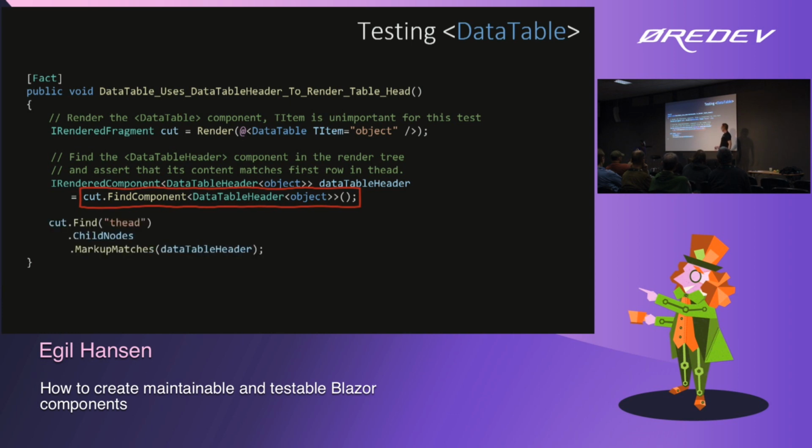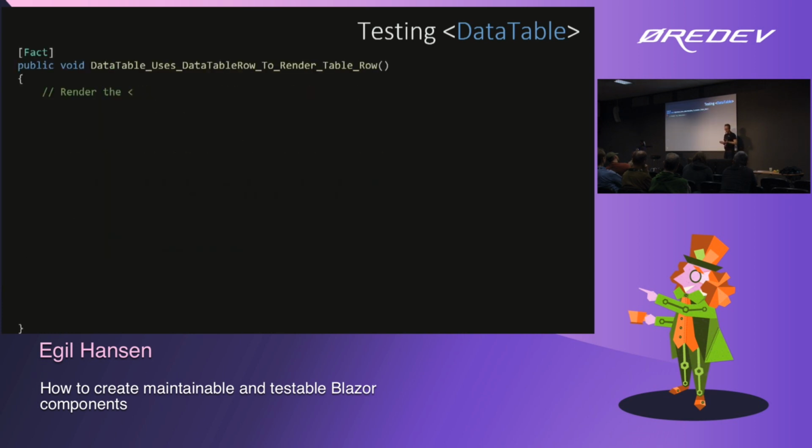And now we can assert that, well, we can go and find the t-head component of our data table component, and we can say all of its child nodes should match what the data table header component is producing. So that's sort of a way for us to verify. There's many ways you can go about this, but that's one way to verify that the data table header component exists in the right spot in our data table component.